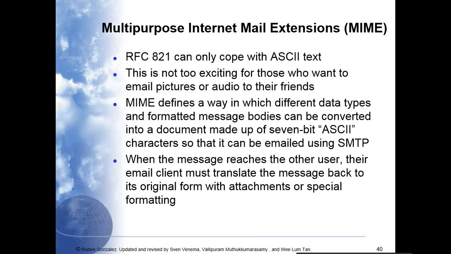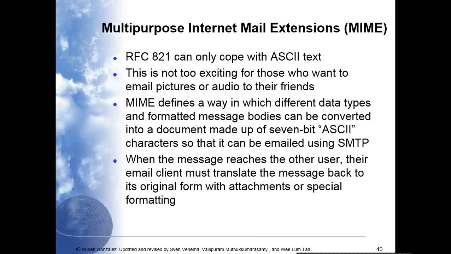And basically there's this thing called the Multi-Purpose Internet Mail Extension, or MIME. You have these MIME types, which you may have seen in some documentation, and it defines a way in which different data types and formatted message bodies can be converted into a document made up of ASCII characters. Basically, it encodes it as ASCII characters, and then on the other end it says, okay, this set of ASCII characters is a picture, or it's an audio file in this format, right? So then when you get it, you convert it back to that format, but you've sent it as ASCII. Okay, so it just compresses it basically into that.